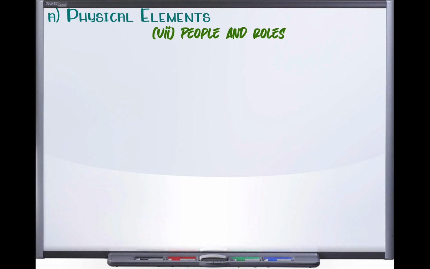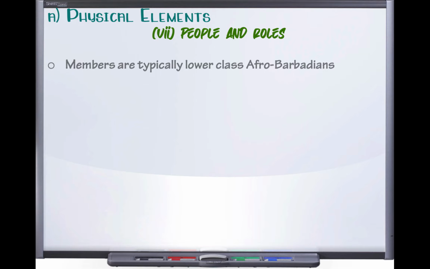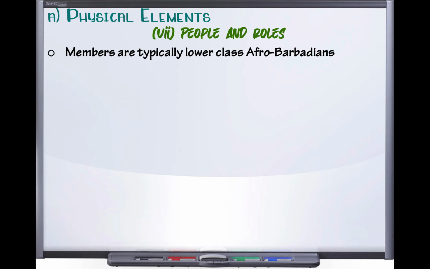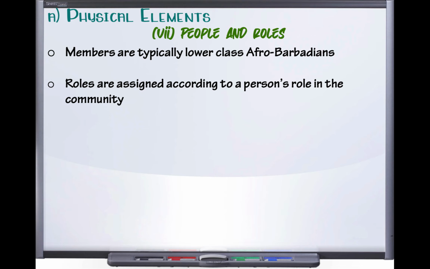So the next physical element we're looking at are people and roles. Now remember, these headings are coming directly from the syllabus, right? So the members are typically lower class African Barbadians, so Bajan people of African descent. And you will find that most, if not all, cultural forms have originated among the lower classes of these countries. And the lower class will typically be East Indian or African, of East Indian or African descent. So your role in the landship is actually allocated based off of your role in the community itself. So if you are a leader in the community, or you're a mother to many, or you take care of people a lot, then you might have a role like the nurse.